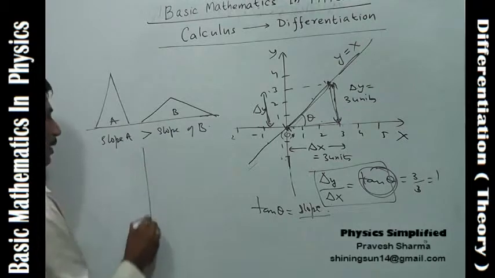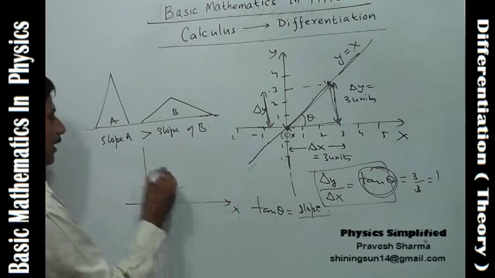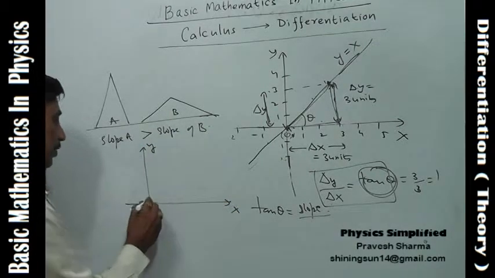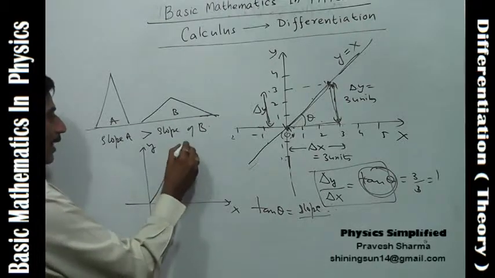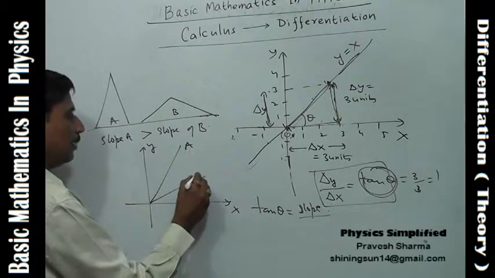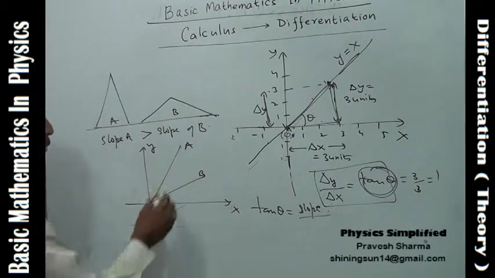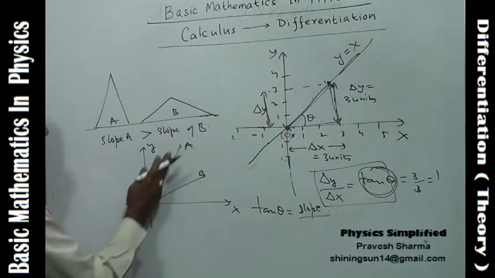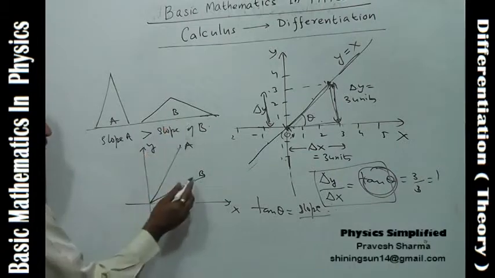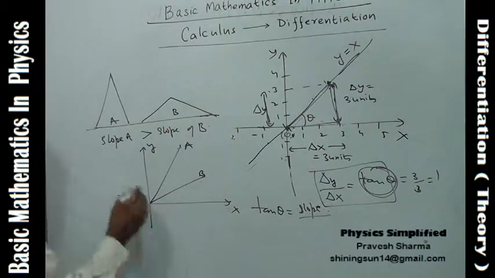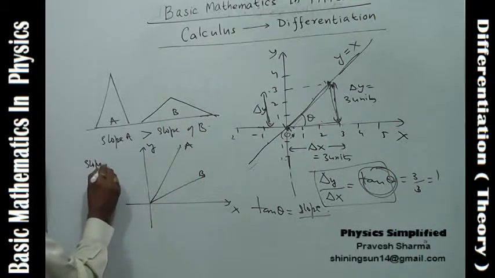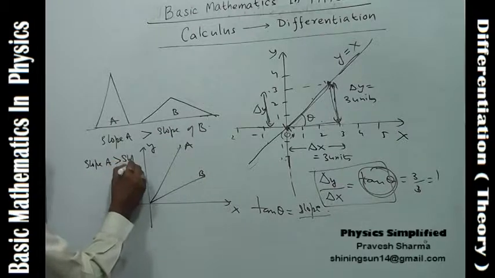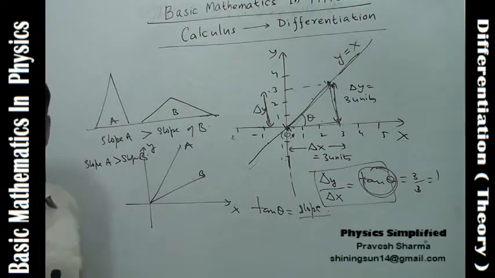Similarly, I can have a graph of two functions. One goes like this, I say A, the other is B. Which of the functions, A or B, has a higher slope? Obviously, A seems more steep as compared to B. So, slope of A is greater than slope of B.